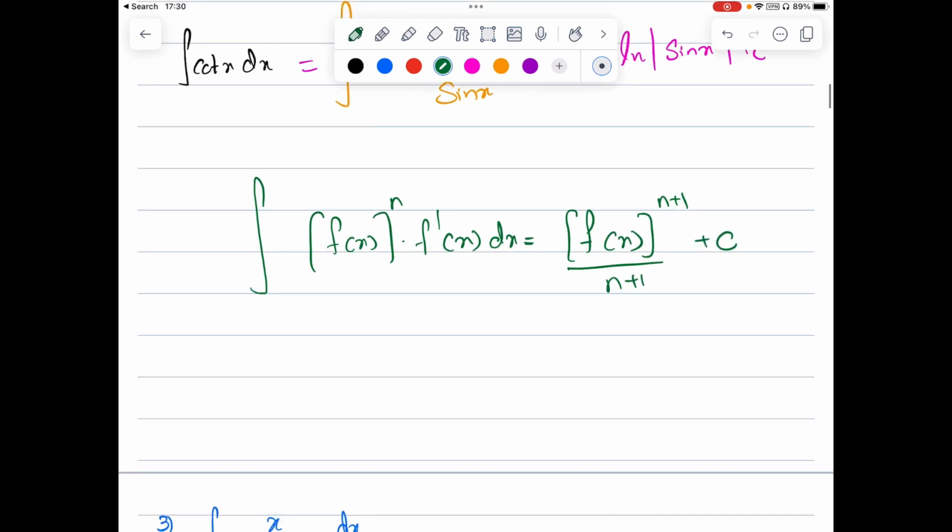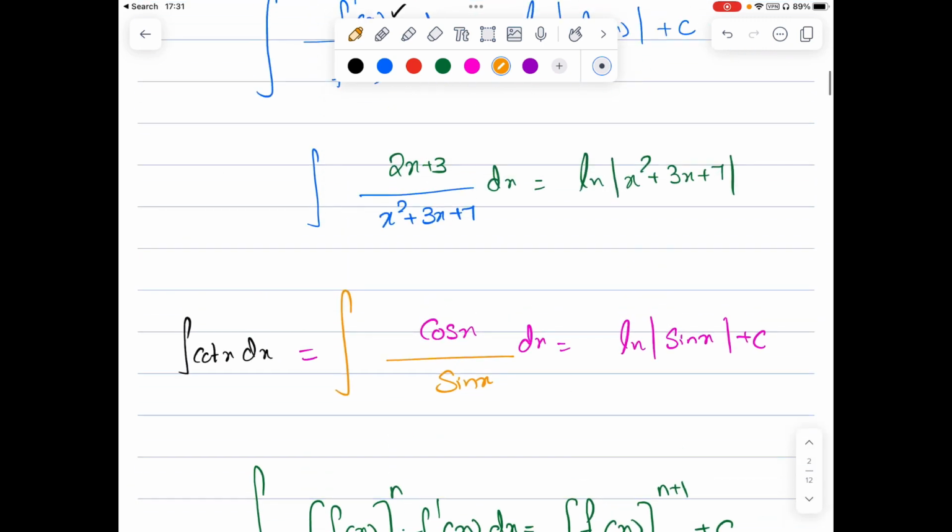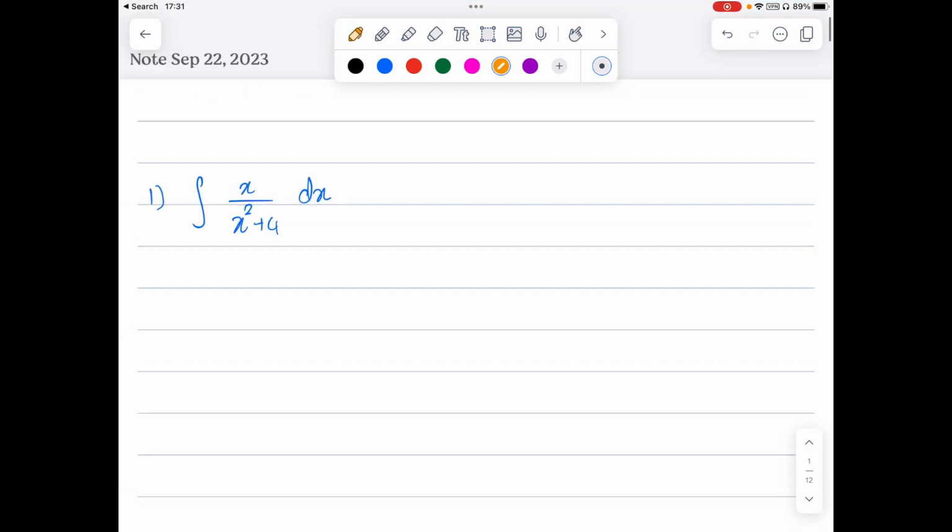So what does that mean? I take the function x squared plus 3x plus 7 whole to the power of 8, and without the power 8, its derivative 2x plus 3. Then what's going to be the answer? X squared plus 3x plus 7 whole to the power of 9 upon 9 plus c. That's going to be the answer. So take any function without the power, its derivative should be present, then whole to the power of n plus 1 upon n plus 1. So these are the two formulas that we are going to use for this worksheet.